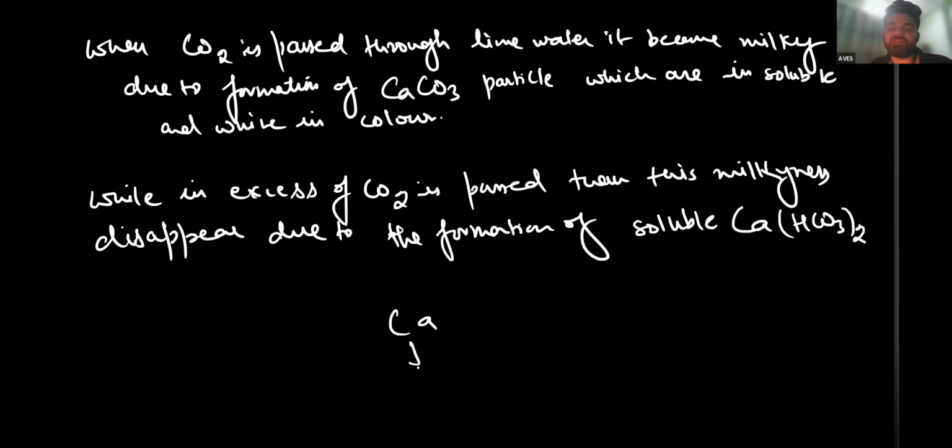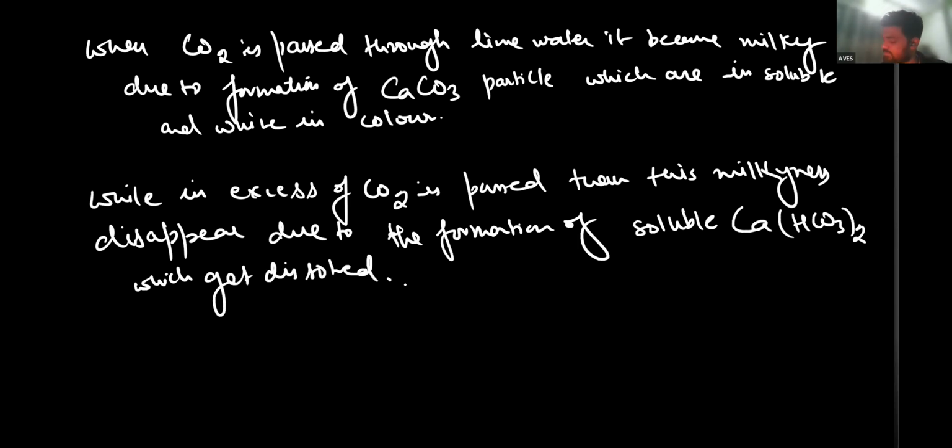Why? Because calcium has valency 2 and HCO3 has valency 1. And you cross multiply, it will give you Ca(HCO3)2. Okay, got it? Calcium hydrogen carbonate dissolves in water. Write this all. Take note of it.